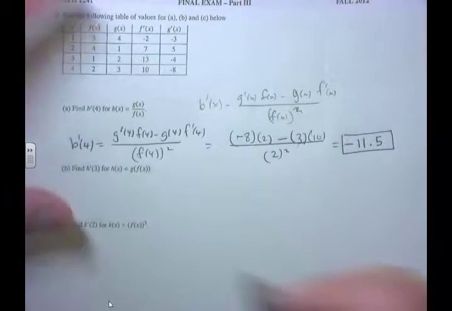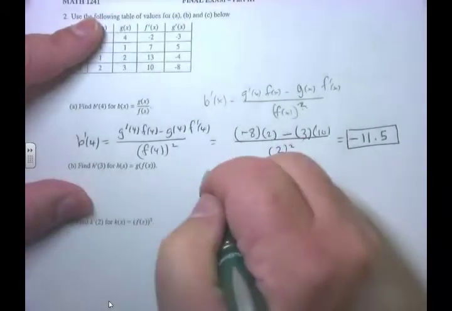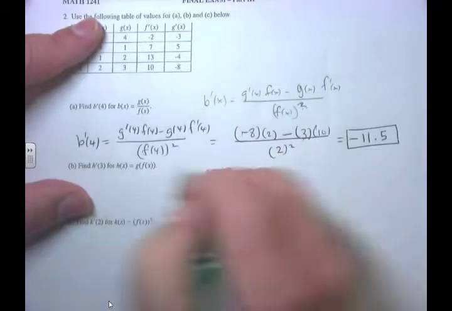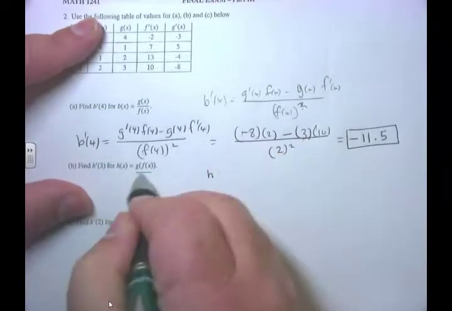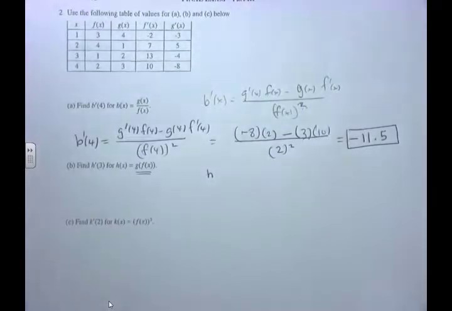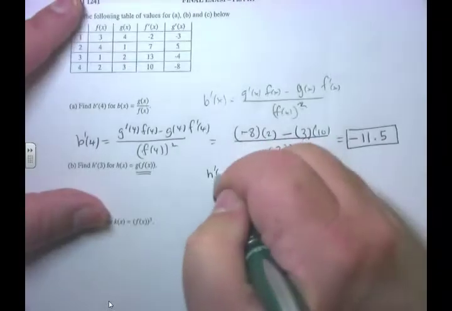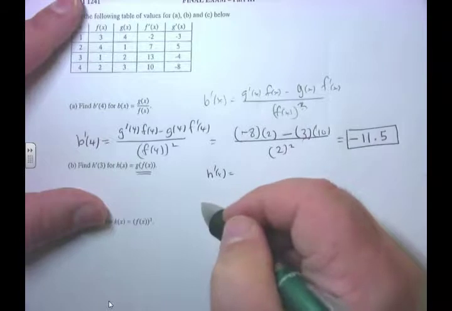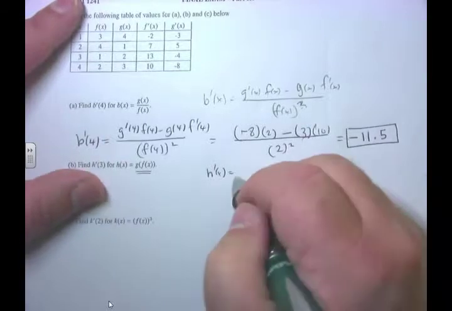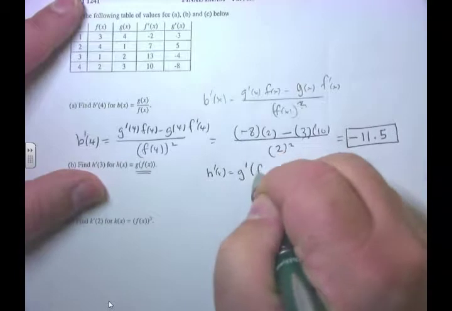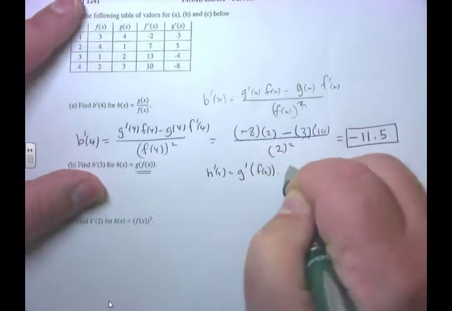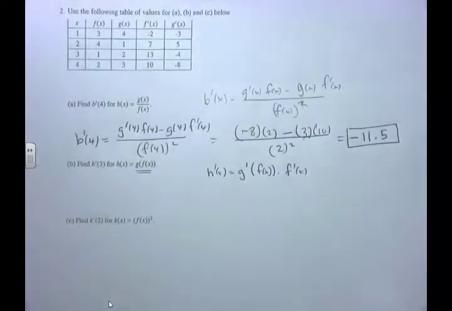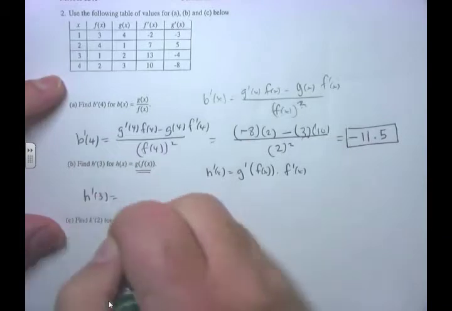What about this guy? You're supposed to find h prime of 3. H of x is g of f of x. What rule do you have to use to take derivative of this guy? G of f of x. G's on the outside, f of x is on the inside. What do you call it? Chain rule. So take derivative, chain rule. Take derivative of the outside, inside stays the same, times derivative of the inside. They're trying to work to make sure you know these rules. Derivative of the outside, g prime. The inside, f of x stays the same, times derivative of the inside. Does that make sense?